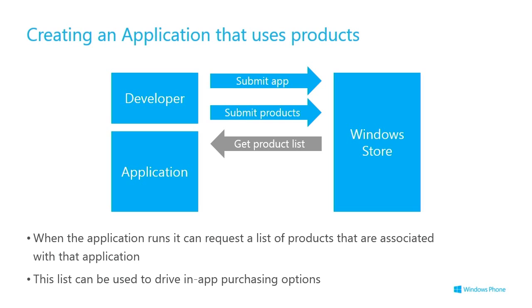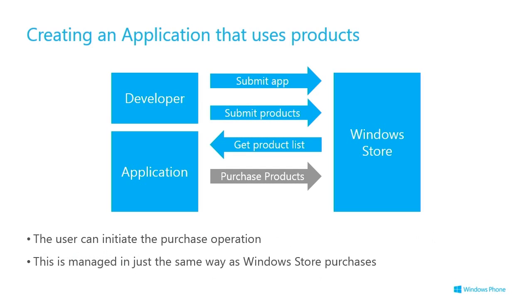And then when your app runs using the in-app purchase APIs, it can query the store for the list of in-app purchase products associated with the application, and then you surface them to the user in whatever way is appropriate for the application, whether they're items in a list box or through some other UI, a pop-up panel, whatever is appropriate for your application.